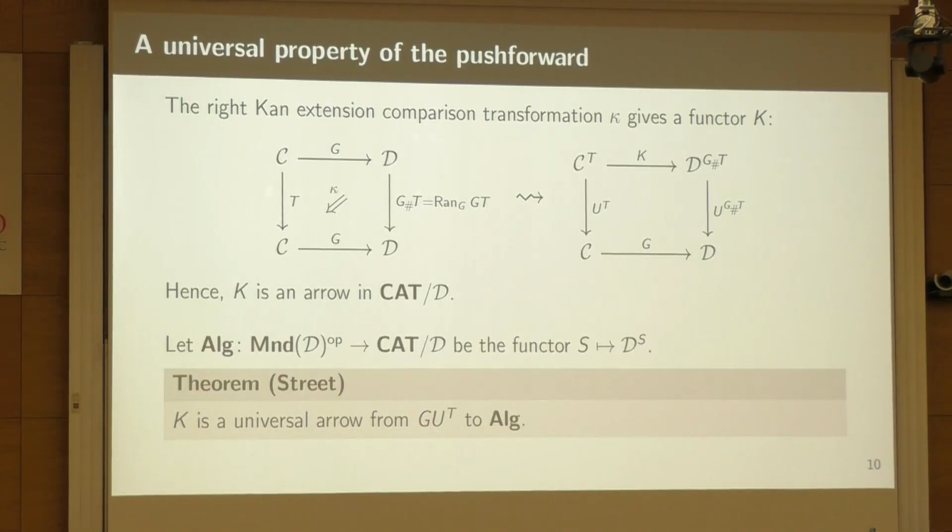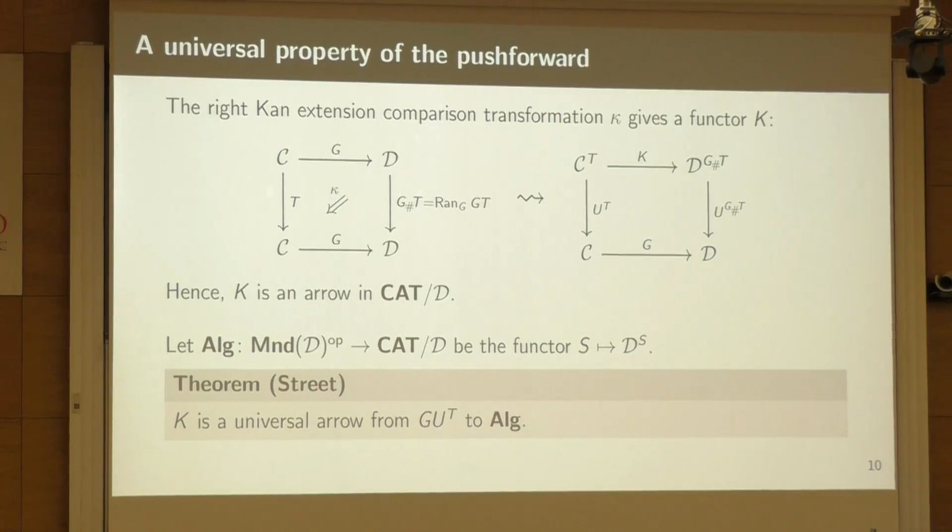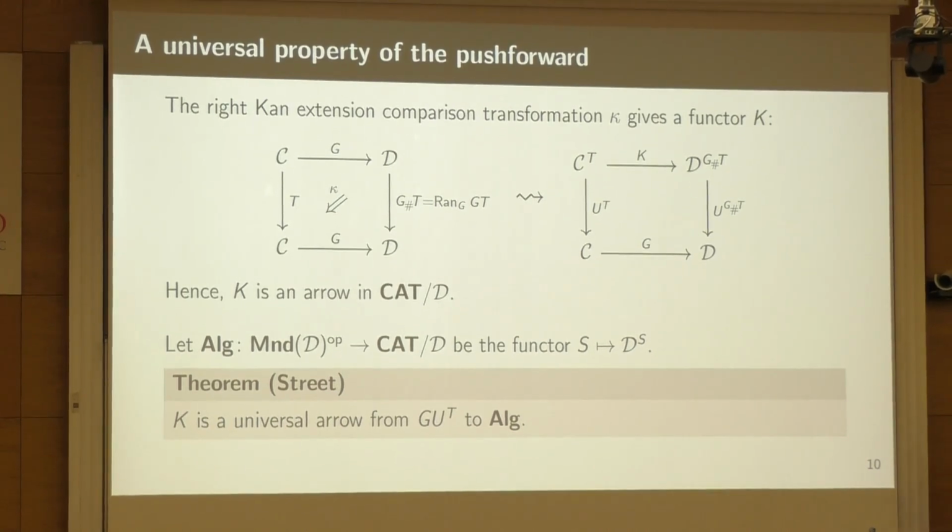Maybe you can see where this is going. So there's a well-known functor that takes a monad and produces a category over the category that the monad is on. And I'm going to call that functor algebra. It just sends the monad to the category of algebras. And then the universal property satisfied by this pushforward is that k here is a universal arrow from this composite functor here to the functor that sends the monad to its category of algebras.